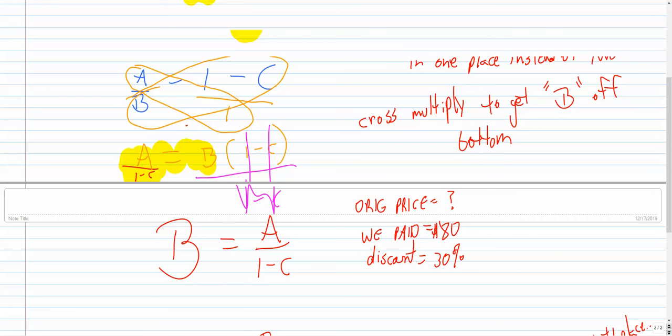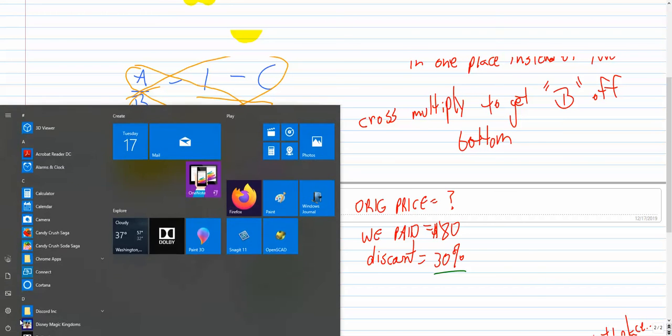If you remember correctly, A is what we paid, and so that was 80 bucks. So I'm going to put 80 right here. I'm going to leave off the dollar sign. And C was the discount, 30%. So that's where the C is. 30%, you might remember, is 0.3. So this is all I got to do. This is pretty easy. What's 1 minus 0.3? That's 0.7, right? So I've just got to go 80 divided by 0.7. It's that simple.